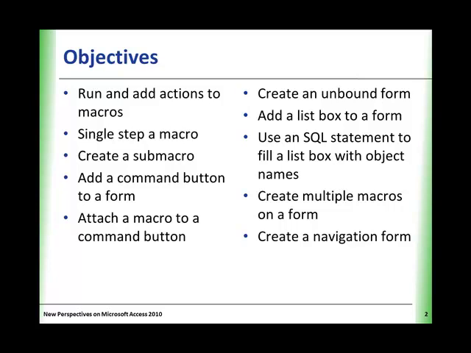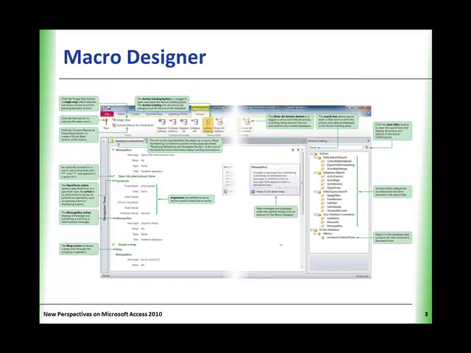We're going to be pulling those from a system table, and I'll show you how to get into the system table as well. We're going to create multiple macros on a form, and we're going to create a navigation form. Navigation forms are also new to this version of Access. In the past, we tended to use switchboards, either from the switchboard manager or user-created switchboards. So let's take a look.